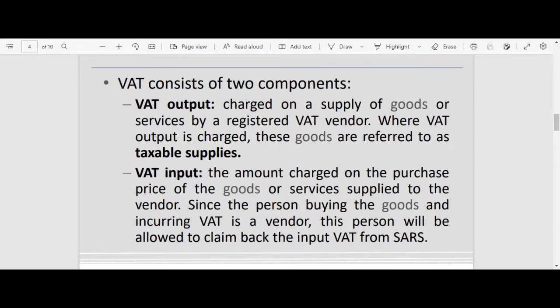Why is that, ladies and gentlemen? If that hadn't been the case, then we would have had a situation of double taxation, triple taxation, quadruple taxation. If you were not allowed to deduct the input tax, it means that every time a transaction is taking place, whoever is the recipient of those goods will be bearing the tax. And that is not what this tax is about.